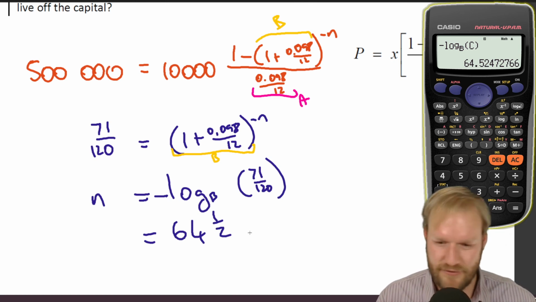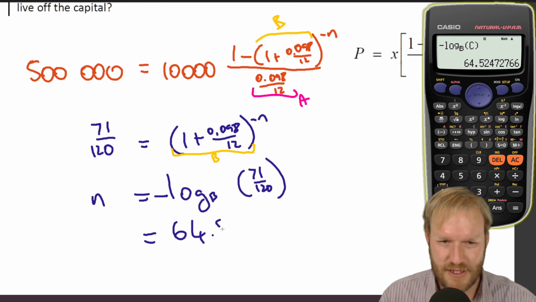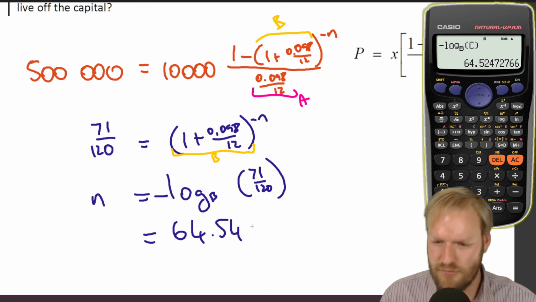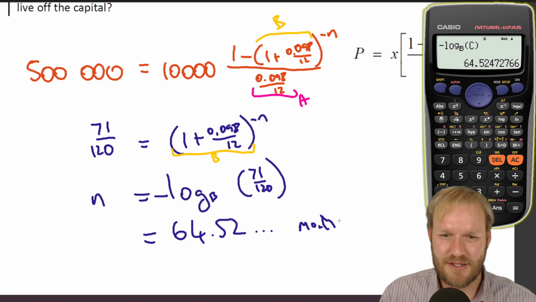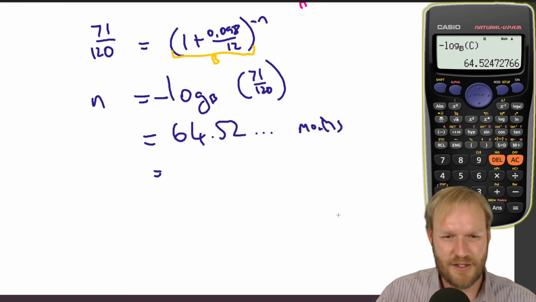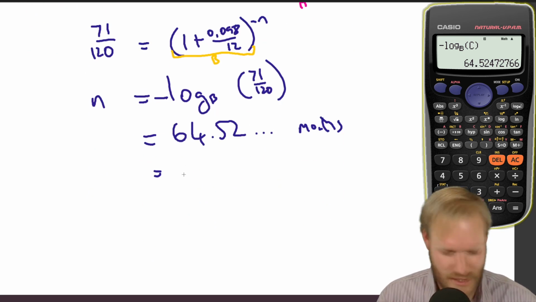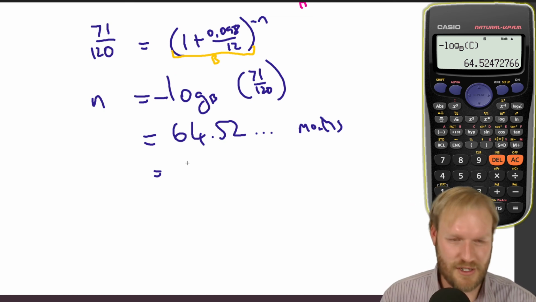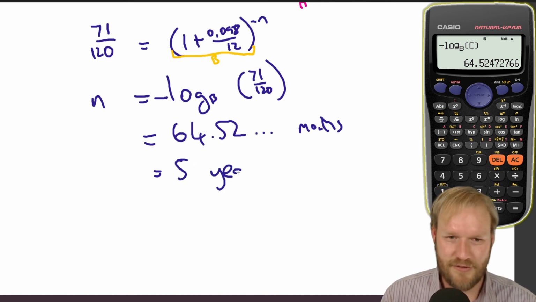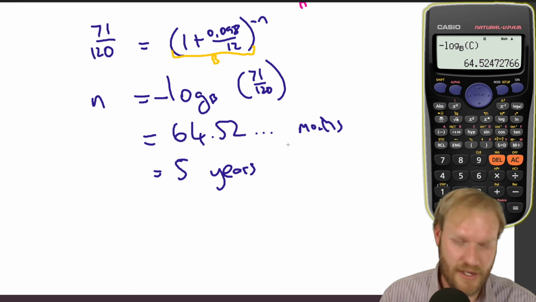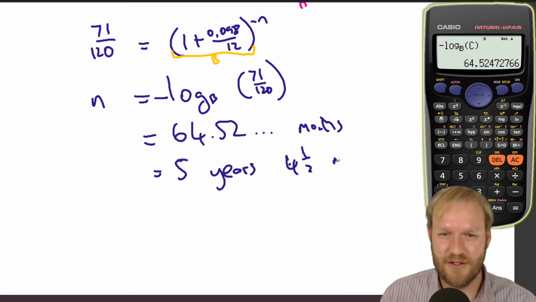So 64.552, it's really small on my screen. That many months, which is equal to about 5 years and 4.5 months.